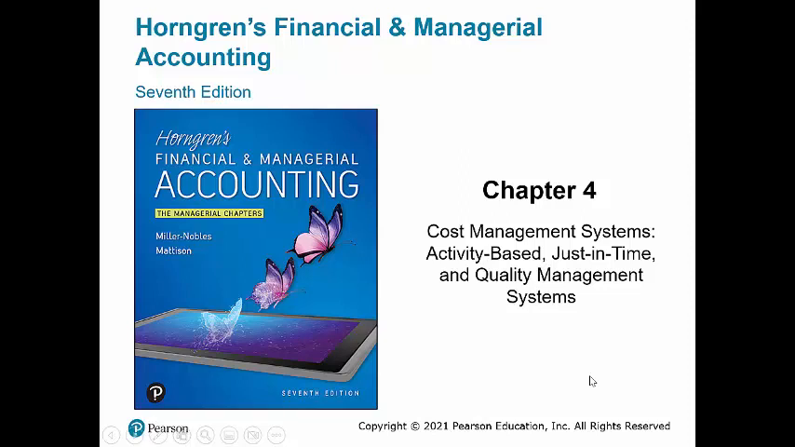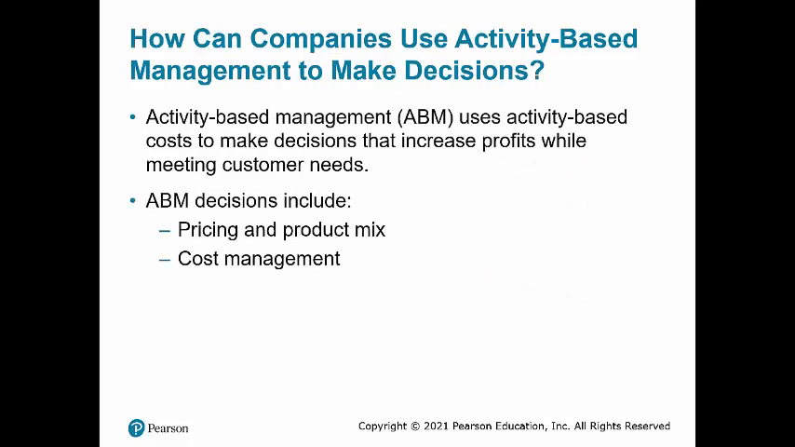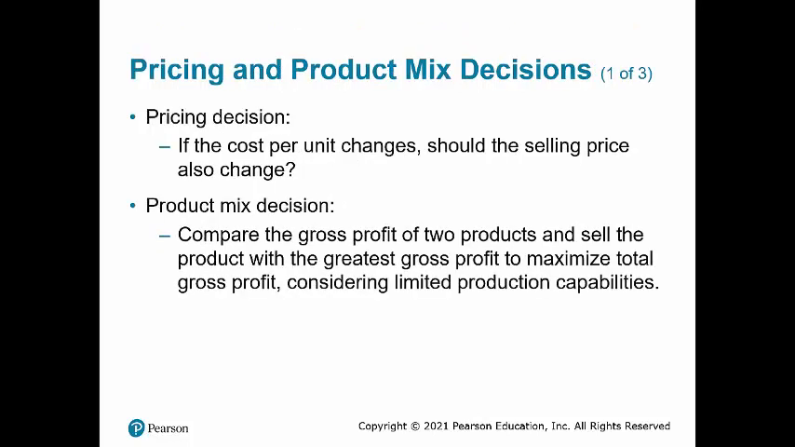This presentation is for Chapter 4, Cost Management Systems: Activity-Based, Just-in-Time, and Quality Management Systems. In Learning Objective 3, we are going to use activity-based management to make decisions. Activity-based management uses activity-based costs to make different types of decisions. The decisions that we are going to examine are pricing and product mix decisions and cost management decisions.